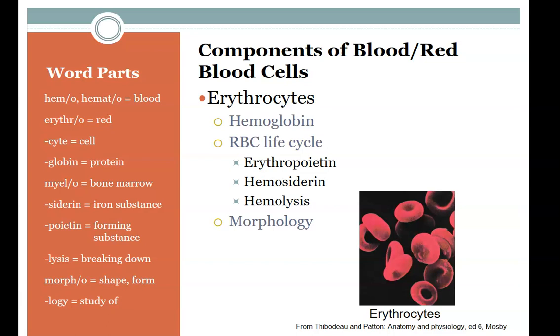Hemo or hemato is blood. Erythro again is red. Cyte is cell. Globin is protein. Myelo is bone marrow. Siderin is iron substance. Poietin is forming substance. Lysis is breaking down. Morpho is shape or form. And logy is the study of.